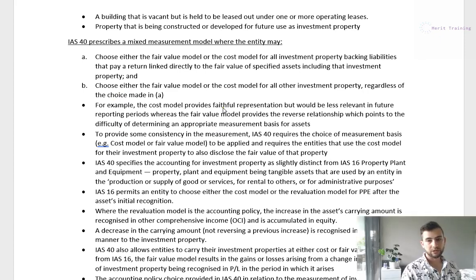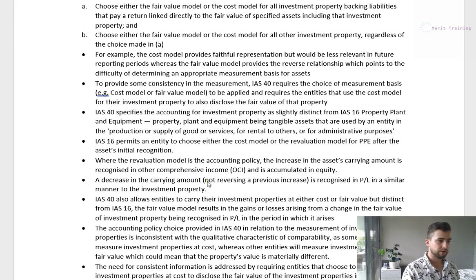Now, as we mentioned before, there's going to be pros and cons with both methods in terms of which one's going to have a better faithful representation, which one's going to be the most relevant to users. So there's both pros and cons on both sides. So that's why there's some consistency in that measurement by allowing the preparer to choose between those models.